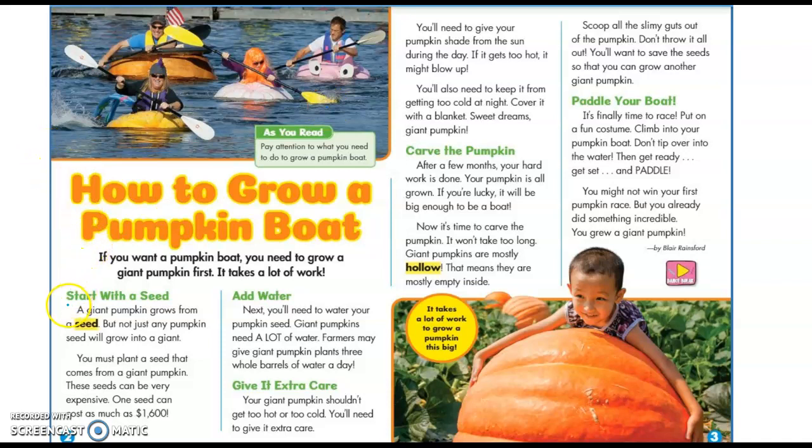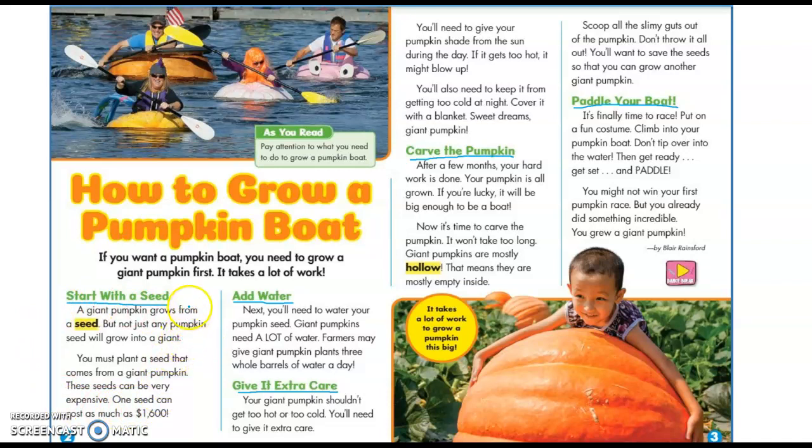I also see lots of headings. So I see this one says start with the seed. This one says add water. This one says give it extra care. This one says carve the pumpkin. And this one says paddle your boat. So I'm looking at these headings, and first of all, the headings tell me what I'm going to be reading about in that section. So I know this says start with a seed. I know that in this section, I'm going to be reading about planting a pumpkin seed, right?